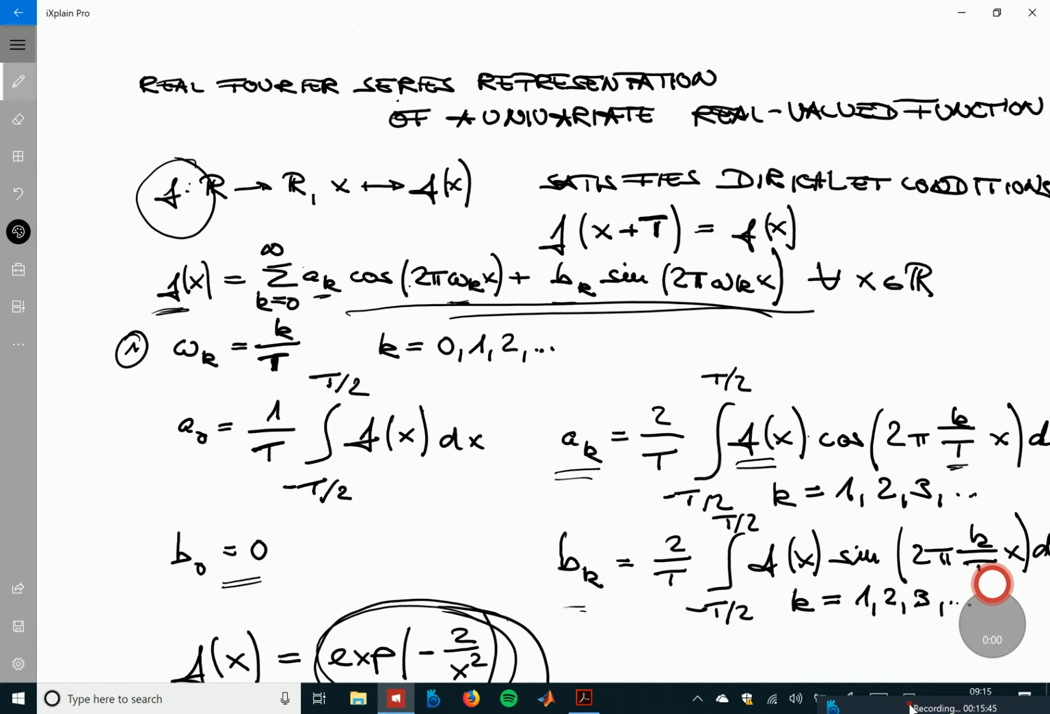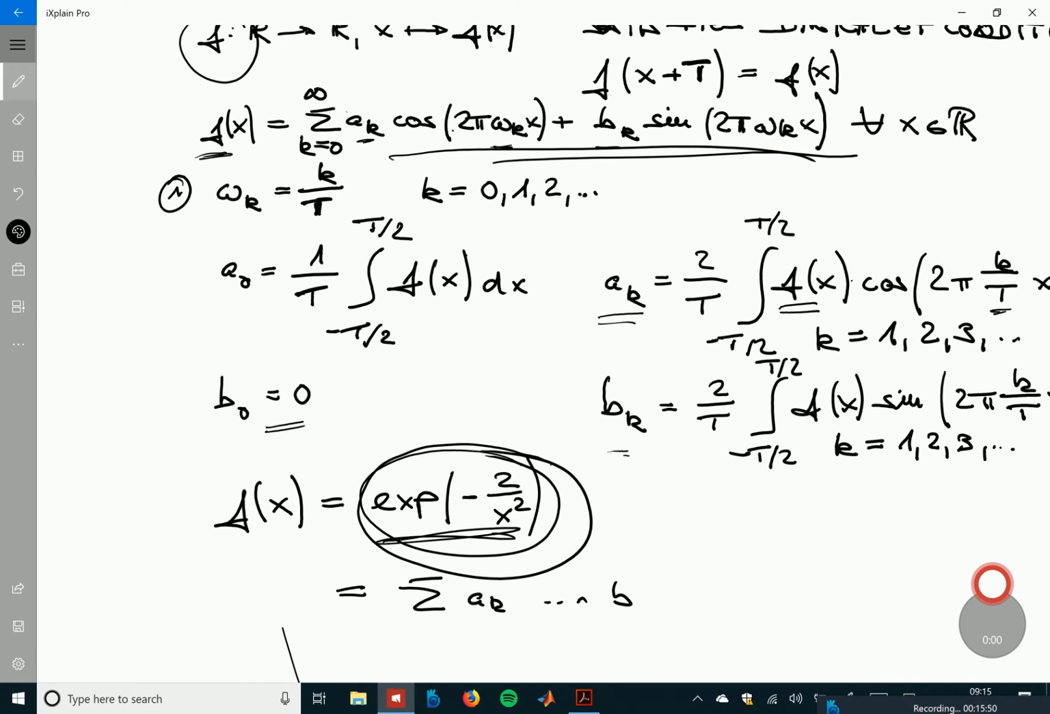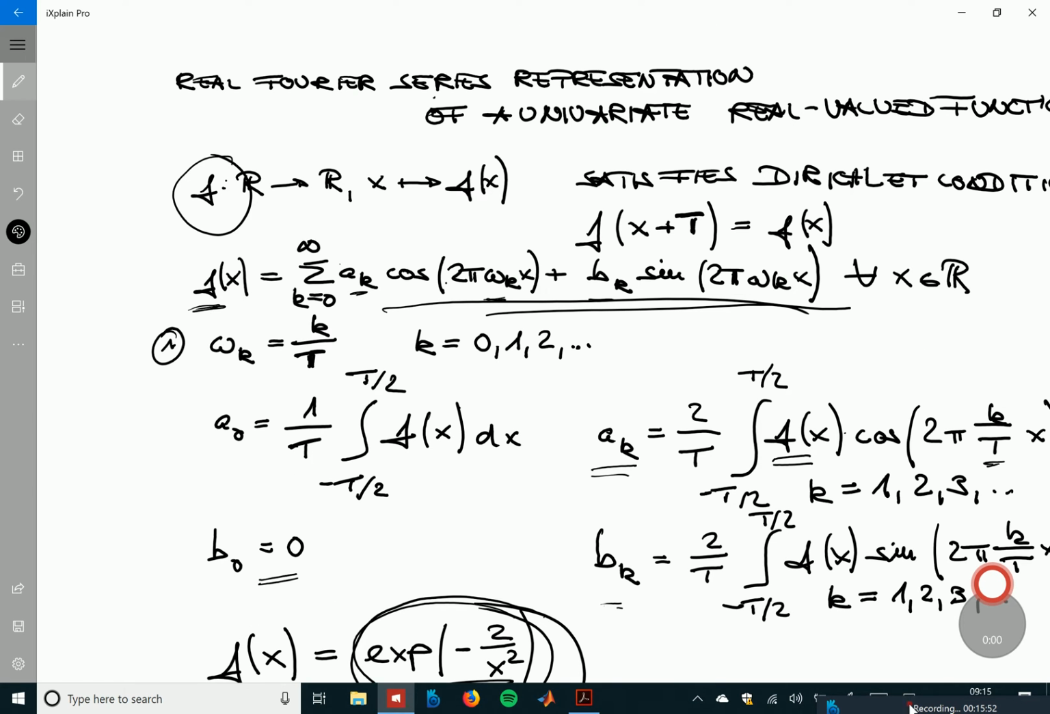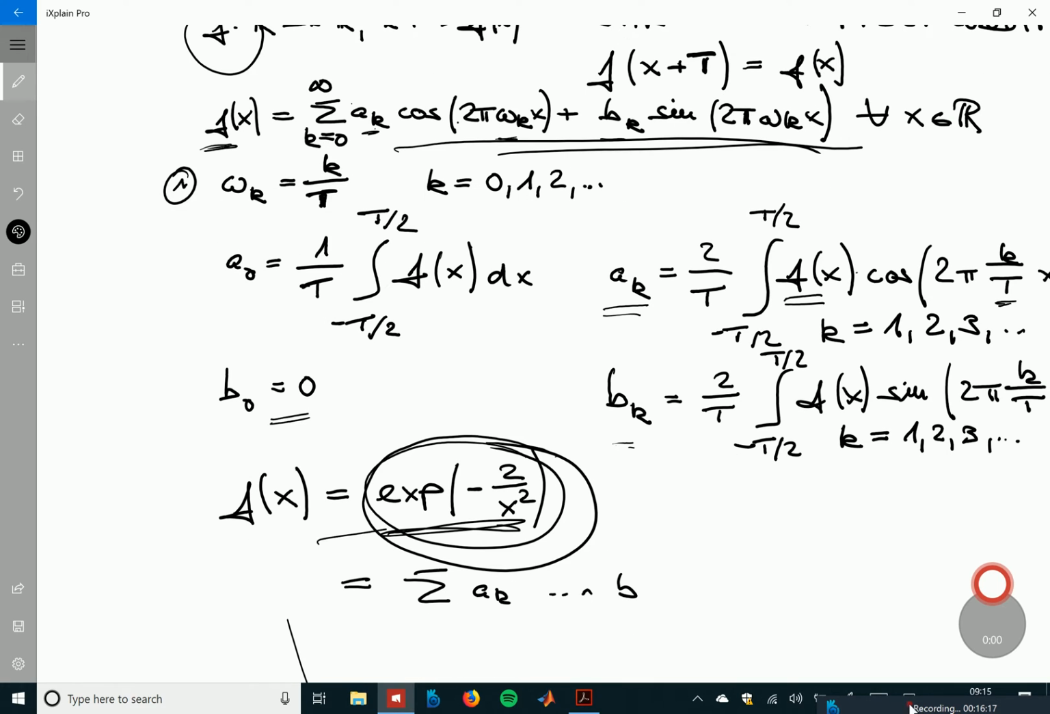In this form, based on this definition of the function f(x), you can compute the a_k, the b_k, and the omega_k. First, we use the other formula to compute a_k, b_k, omega, and then we put all that into the first. Exactly, into this form. So this is why I'm calling it the Fourier series representation. So the function itself is something like this, and it can be represented in a different way, right?